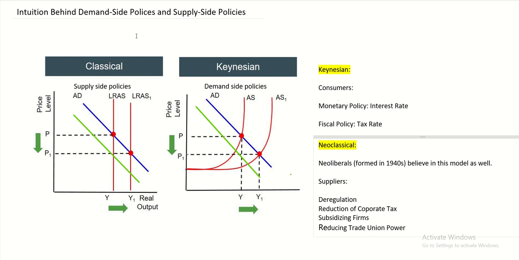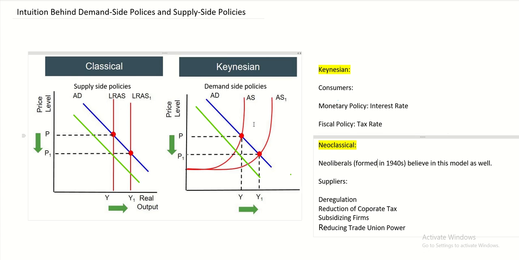You probably have seen two different diagrams in your textbook or online. They actually represent different schools of thought in economics. One is represented by Keynesian economists who believe in demand-side policies, and the second group is Neoclassical economists who believe in supply-side policies. So let's dive straight into the difference between these two.